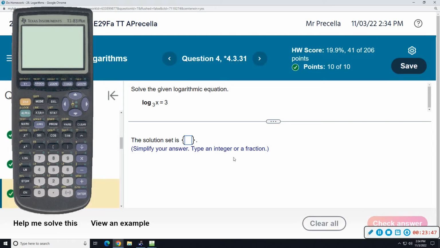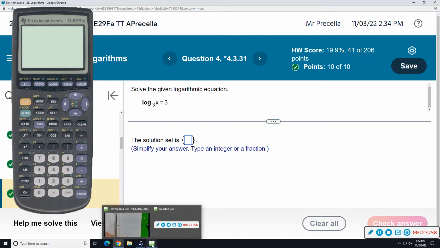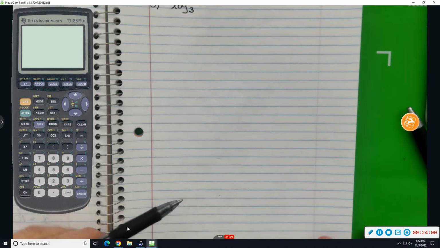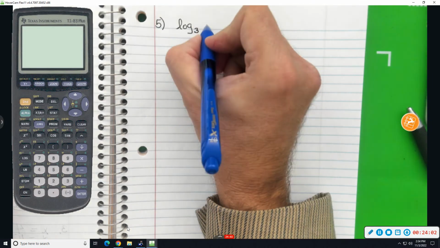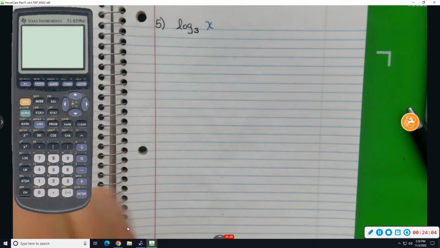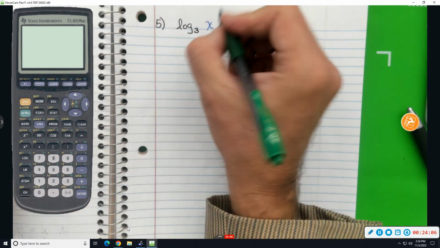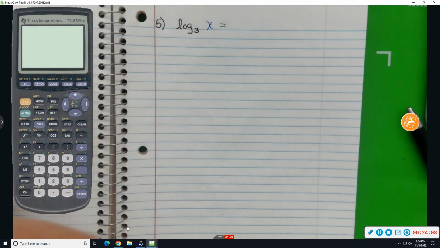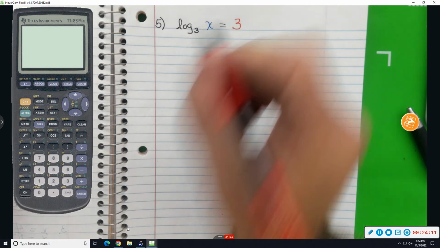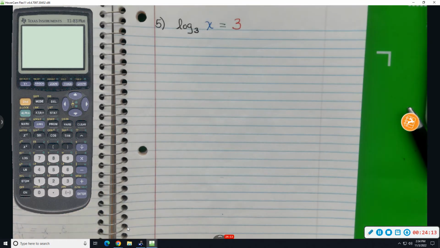Oh, and I like this one. Oh, you do, even though there's too many 3s? Yes. Okay, I'm going to do some color coding. Log base 3 of 27. The answer is x. Okay, yeah, I figured out the code for it. Log base 3 of x equals 3.